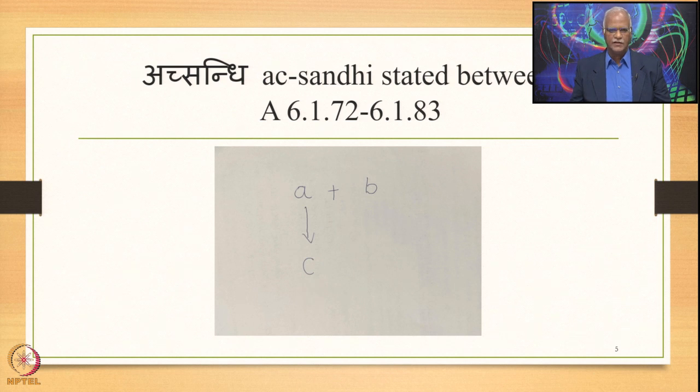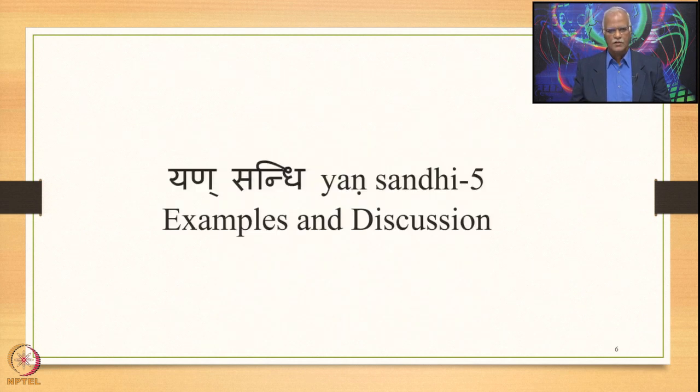In this way, diagrammatically, we can represent the yan sandhi or the ayavayava sandhi, and they are stated in this particular section 6.1.72 up to 6.1.83. Now, when we study yan sandhi, we first of all studied the sutra eko yanachi. We noted down what is ik, what is yan, and what is ach. We also studied how to form the pratyahara from the data given in the 14 sutras.